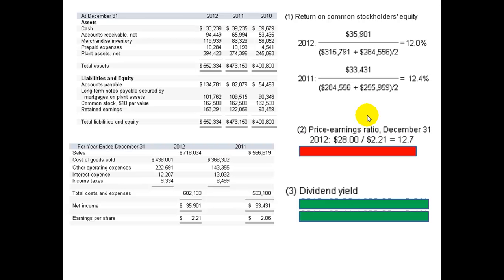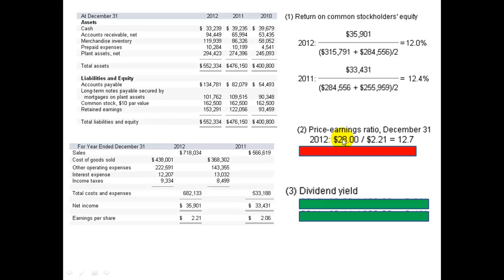Price-earnings ratio for 2012 will be the price of the stock, which they had to tell you in this problem was $28. That was during 2012, and it doesn't look like I've got it listed here. It's somewhere in your problem. It has to be told to you.